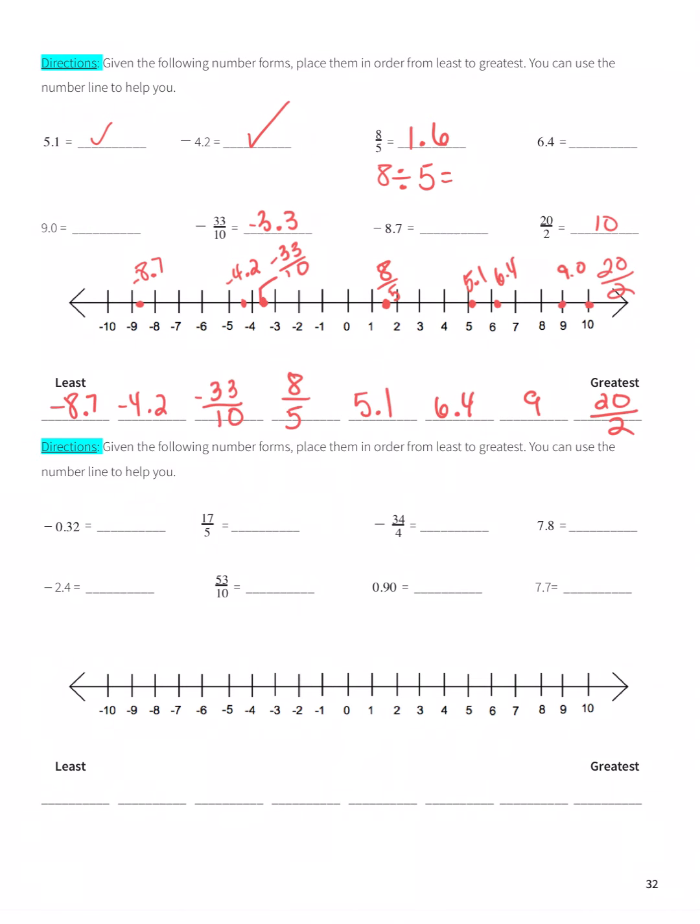Okay, hopefully you got these done on your own and you had the same order. So in least to greatest, we have -8 7/10. Remember, that's between the 8 and the 9. -4 2/10, between the 4 and the 5. -33/10. So this is a fraction, so we converted it to a decimal by taking -33 divided by 10.